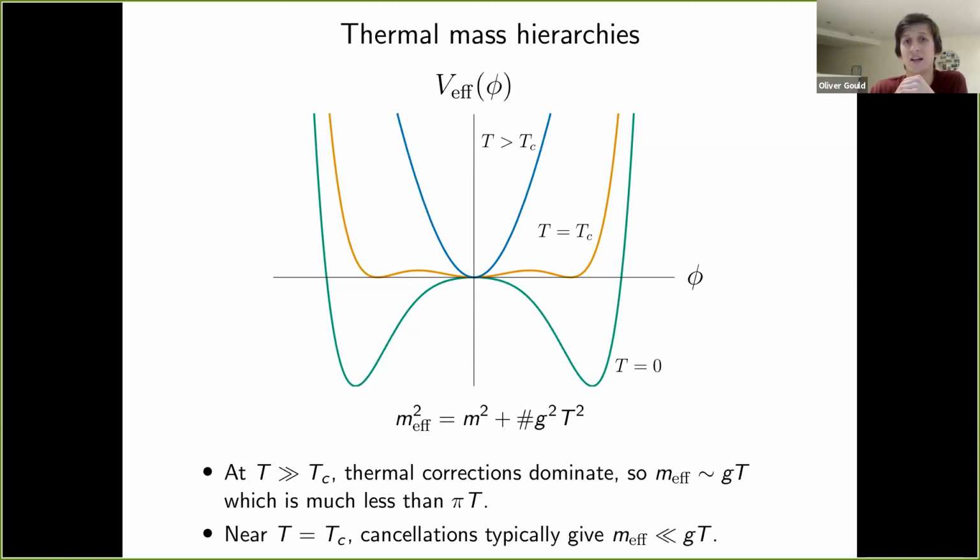In addition to that, near the critical temperature, if you look at these plots, there's some kind of magic cancellation that happens at the critical temperature, and that happens within the effective mass. So at the critical temperature, this m squared and this g squared T squared term have some relatively good cancellations, which means that the effective mass can become smaller even than gT. So then there's potentially an additional hierarchy.